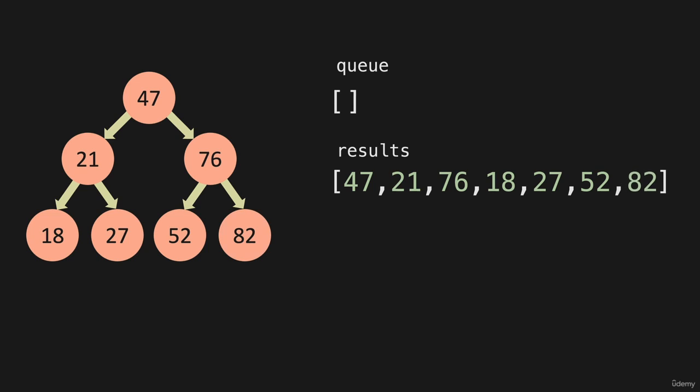So the loop that we're creating to do this will only run as long as the queue has items in it. So now that the queue is empty, that means that we've visited every item in the tree. And the only thing left to do is to return this results list.